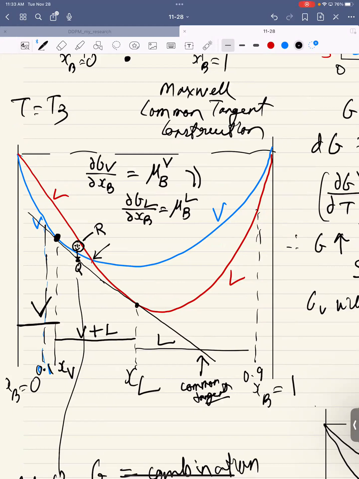Online you will find tons of articles explaining this in great detail. So if it's confusing, just Google and look up the first thing that comes up. It's not going to be hard. However, I think working through this carefully gives intuition, and you can't really talk about common tangent construction until you have a better feeling for the chemical potential, right? Chemical potential is the hero of this game.